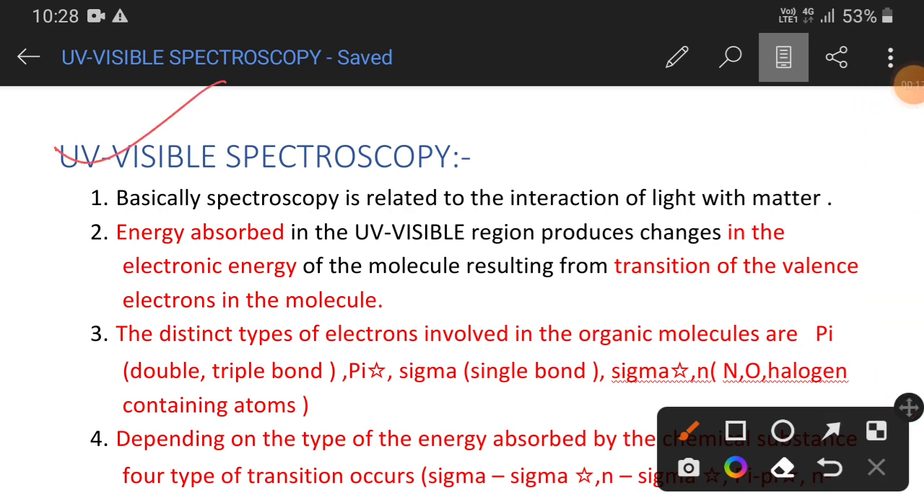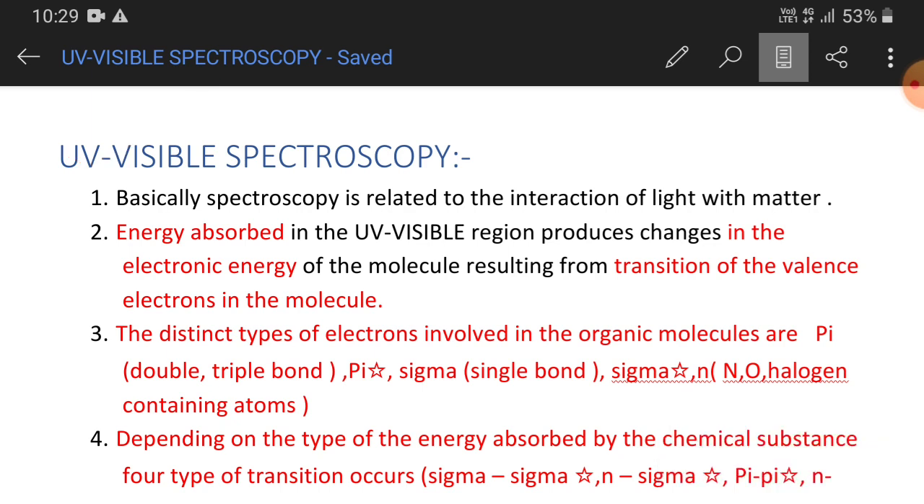So remember one thing from spectroscopy, two things are very important. One is obviously our Lambert-Beer law. I have made a video regarding Lambert-Beer law earlier. You can consult this. And the other is the principle of UV visible spectroscopy. Okay, so let's start our discussion regarding UV visible spectroscopy.